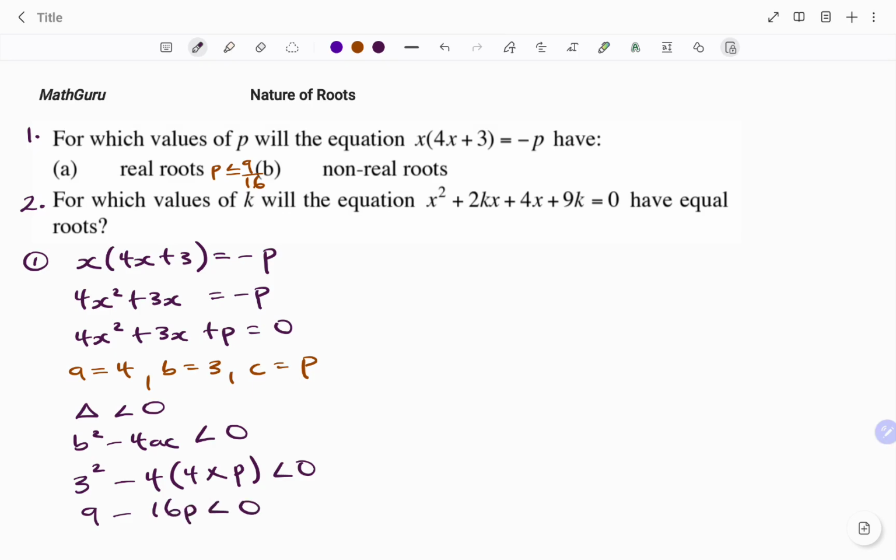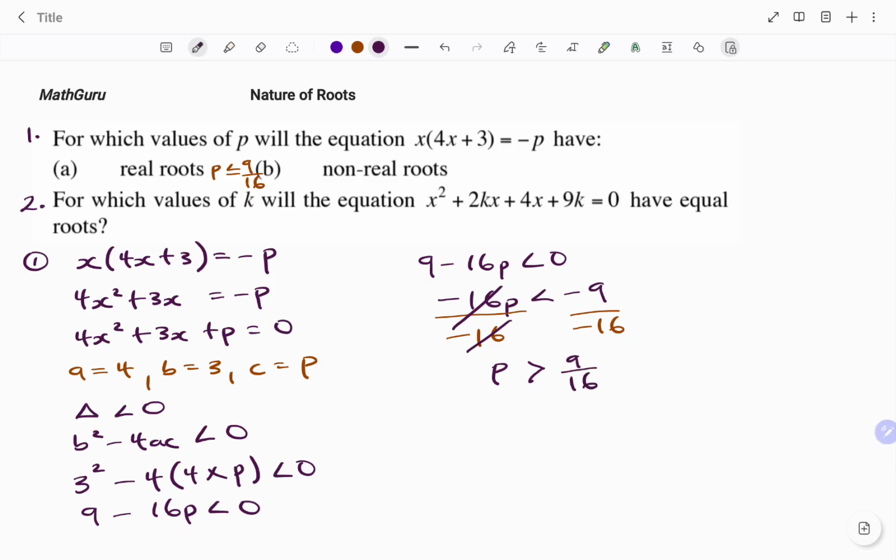Going to continue on the right hand side. I have 9 minus 16p less than 0. Moving my 9 to the right hand side, I have negative 16p must be less than negative 9. To find p, I divide again by negative 16. Because I'm dividing by a negative value, my inequality sign is going to swap. So it's not going to be less than, it's now going to be greater than 9 over 16. So for me to have non-real roots, the value of p must be greater than 9 over 16.